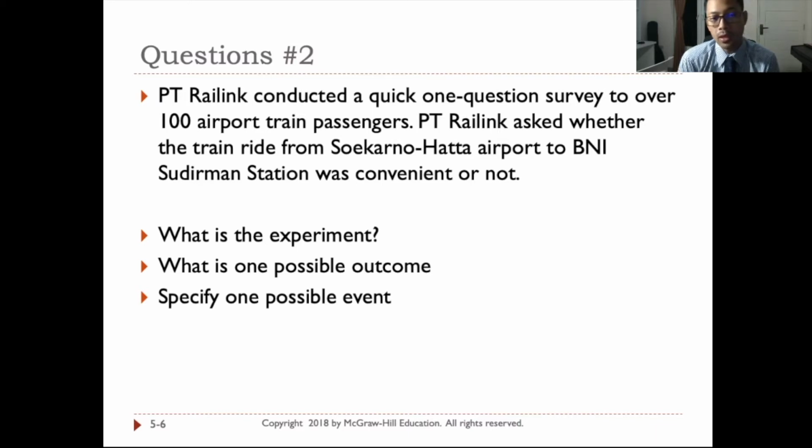What is one possible outcome? One possible outcome would be 60 passengers mentioned that the train ride was convenient, or 20 passengers mentioned that the train ride was convenient, and so on. What about a possible event? Well, a possible event includes fewer than 50 passengers mentioned that the train ride was convenient, or for example, more than 20 passengers mentioned that the train ride was convenient. So those are examples of an experiment, an outcome, and events.